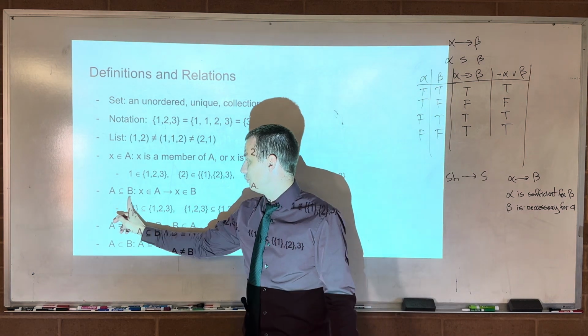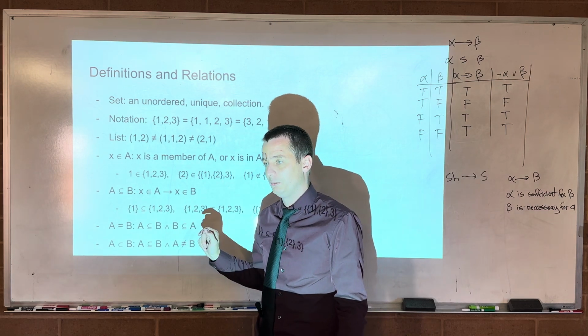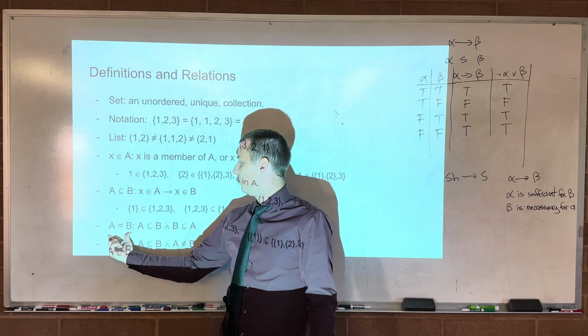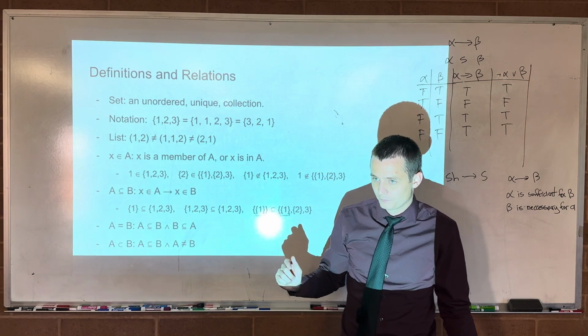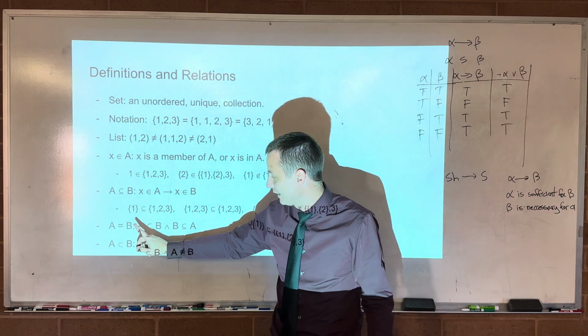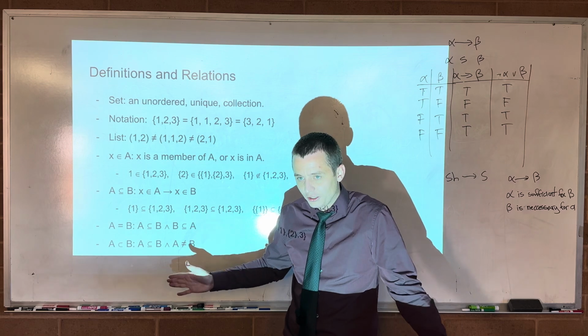So A is a subset of B means that if it's in A, then it's in B. Everything in A is also in B. What does it mean for two sets to be equal? It means that they're subsets of each other. If everything that's in A is also in B, and everything that's in B is also in A, then the sets are equal.